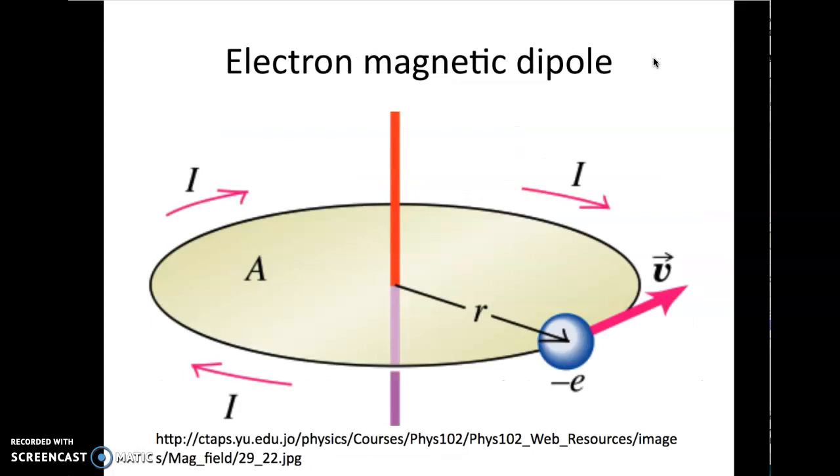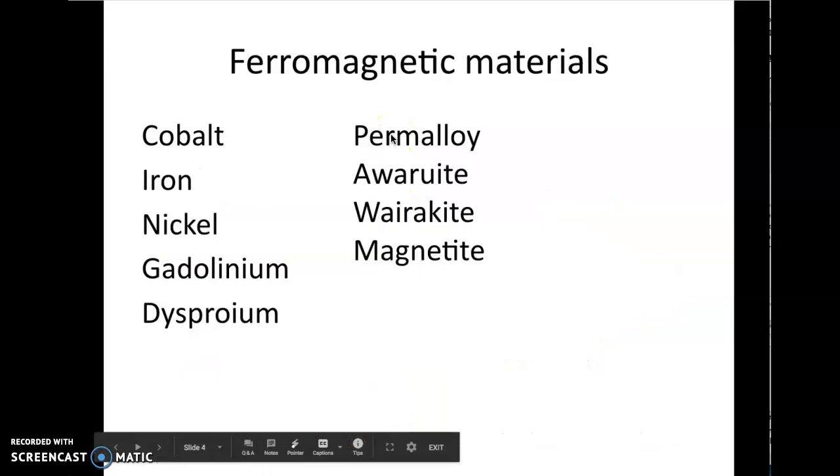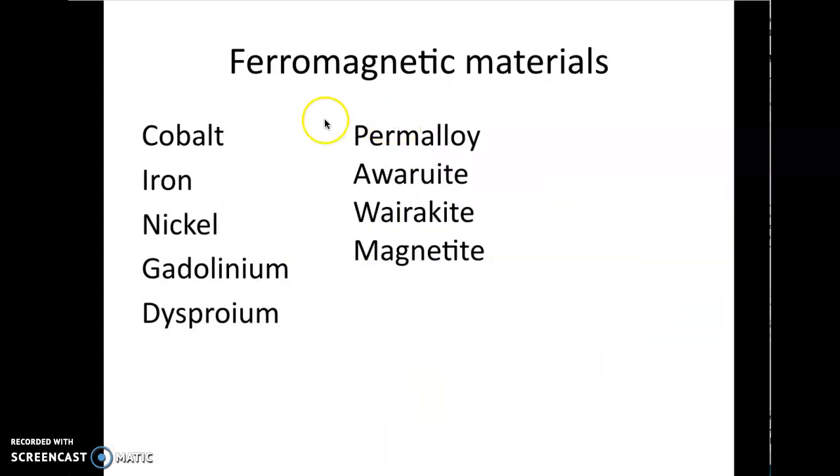Well, it actually occurs at the subatomic level, where you've got an electron orbiting the nucleus, making what's called a magnetic dipole, so that the motion of the charged particle actually causes a small magnetic field within the atom. If you get enough of those aligned, then you end up with a ferromagnetic material.